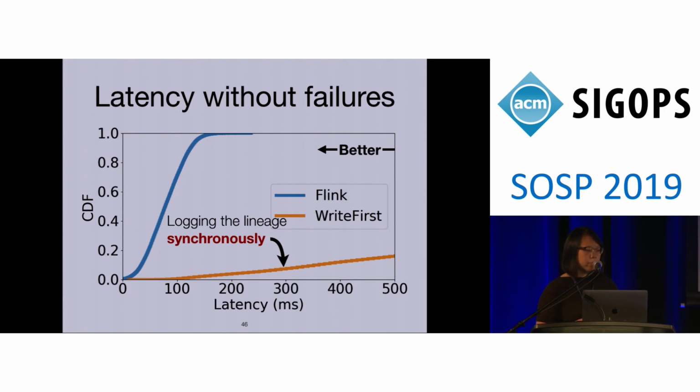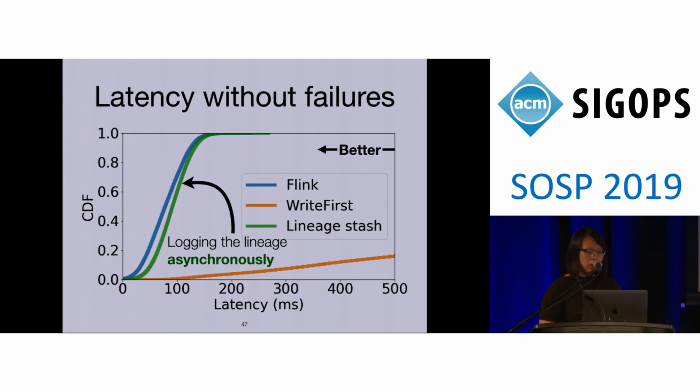And you can see here that it's actually not even able to keep up with the target throughput here, and that's because of this additional latency on the critical path. Next, if we look at the lineage stash, which actually logs to the same global store, but in this case it does it asynchronously, and so it's able to get latency that's comparable to Flink's.